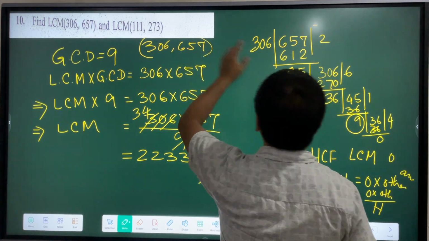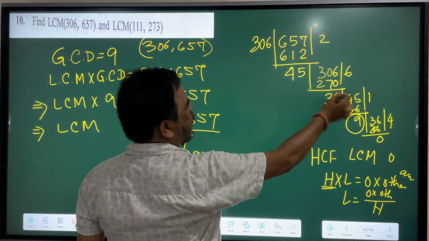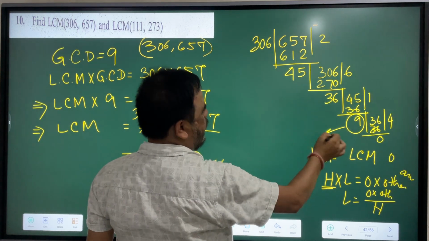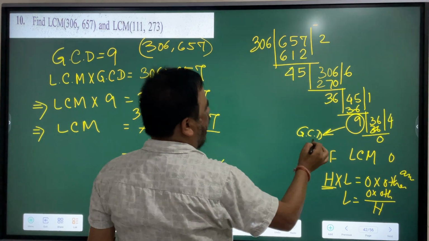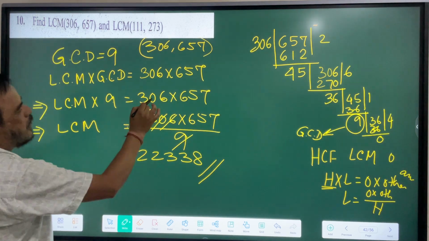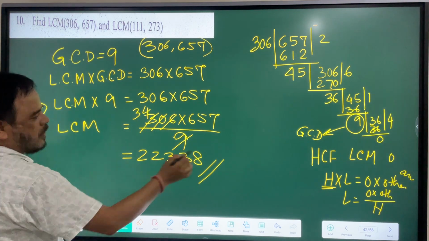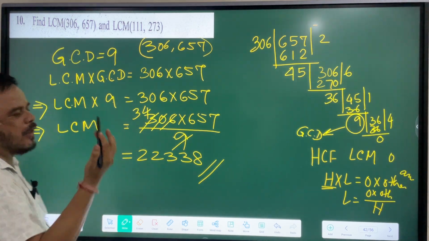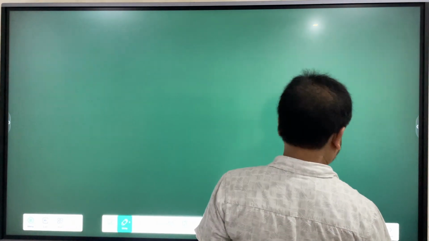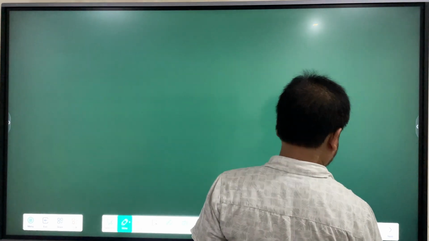So let us first find the HCF, that means the GCD, of 306 and 657. I have found the GCD: it is 9. So in place of GCD, 9 is written. So LCM is equal to this into this divided by 9. This multiplication is done. Pause the video and note it down. So it is finished, I think.